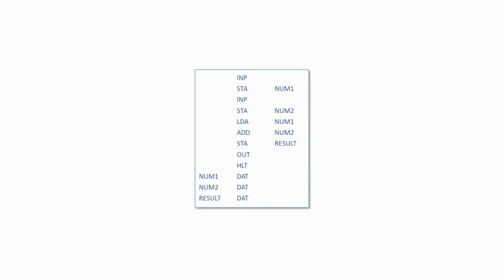Now let's take a closer look at some assembly code. We'll start with something simple. This is the program I'm going to run in the simulator. The user is prompted to enter two numbers. It adds them together and outputs the result.